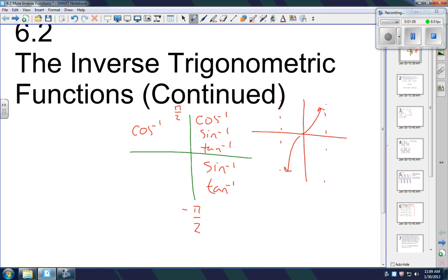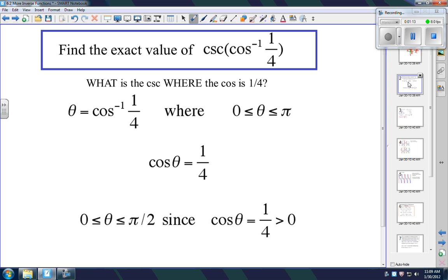Okay, so let's start putting some stuff together, some tougher types of problems. Okay, exact value of a cosecant of an inverse cosine of 1/4. So the book does a nice job of typing all this stuff up. So I leave those on there, but if it helps you, great. If not, don't worry about it too much.